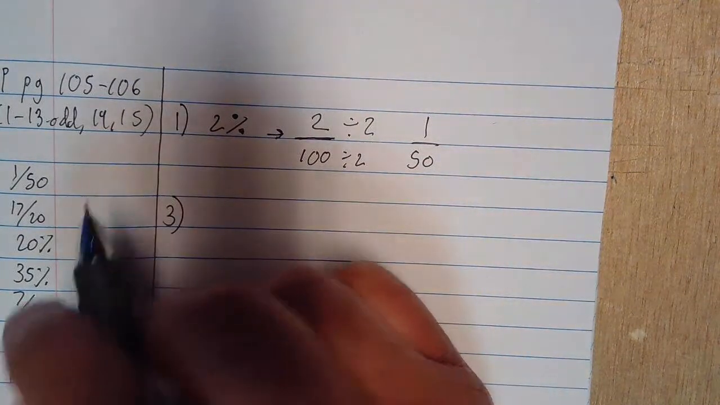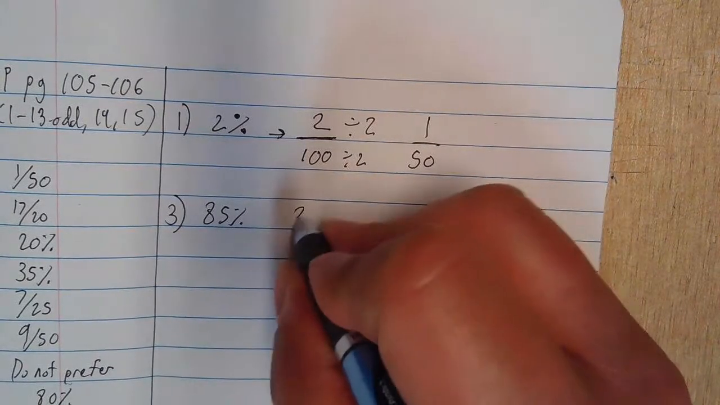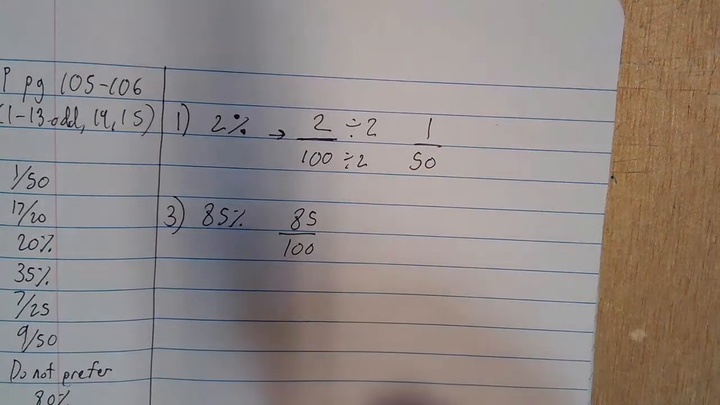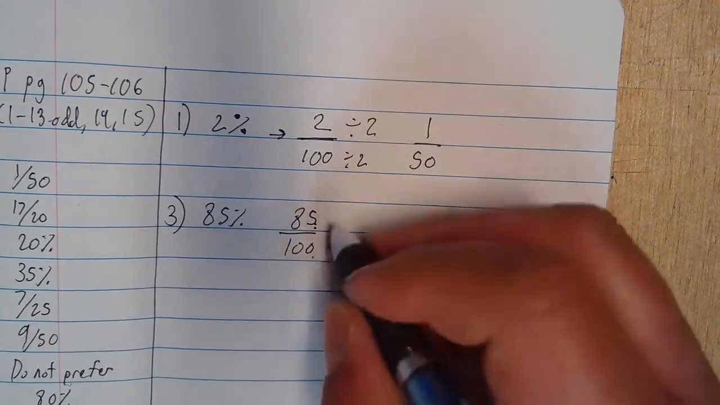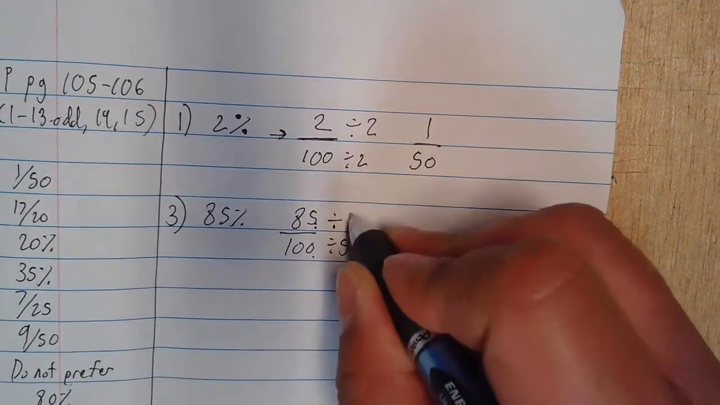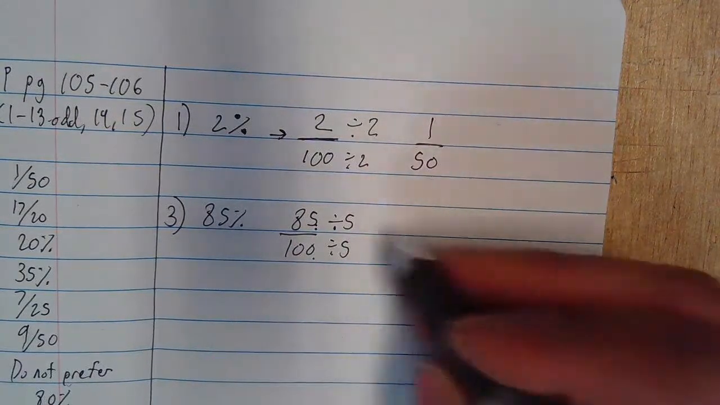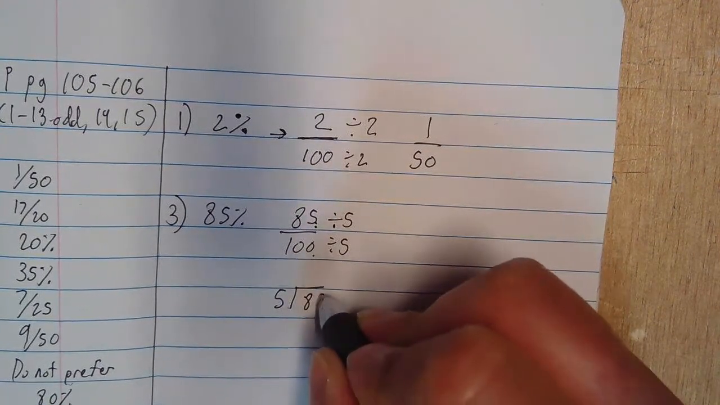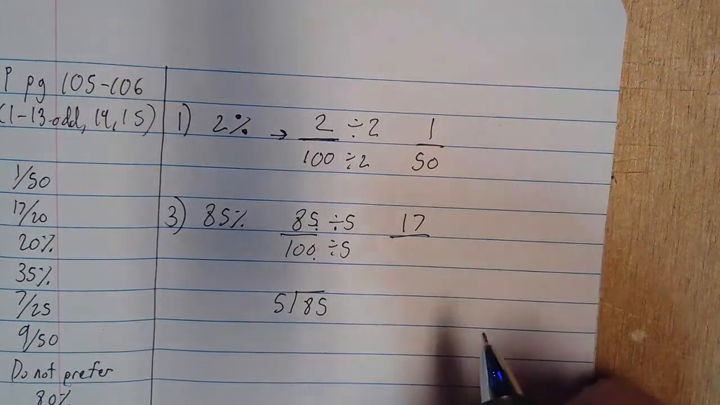Number 3. 85%. Okay. 85 per 100. I see that they both end in a 5. One ends in a 5, the other ends in 0. That means I can make groups of 5 or 5 groups. In other words, 5 is a factor. All right. 85 divided by 5 is this.